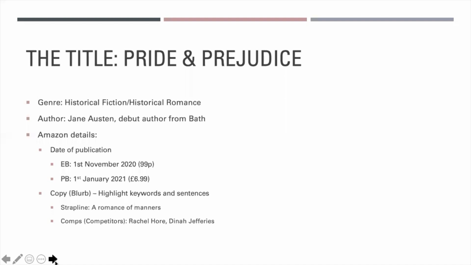So that's the first thing I would suggest you do when doing a marketing plan. And I'd write all of this down on a separate notebook or in a Microsoft Word. Just write down title, genre, format, publication date, price, comps, strapline, keywords, all of that.